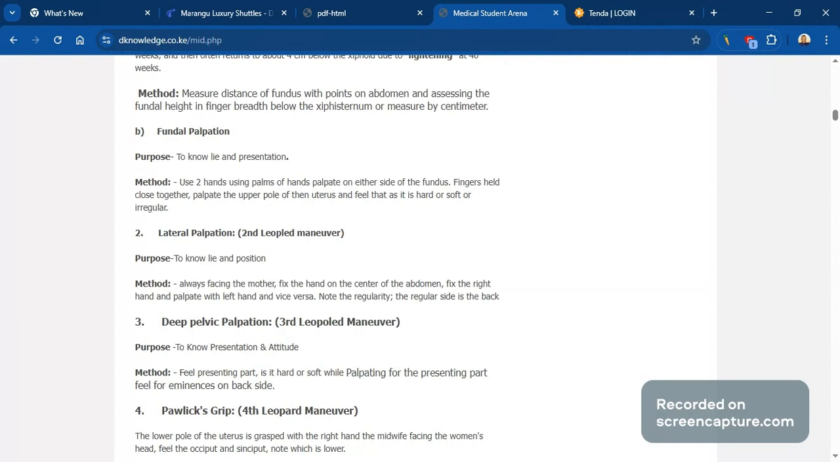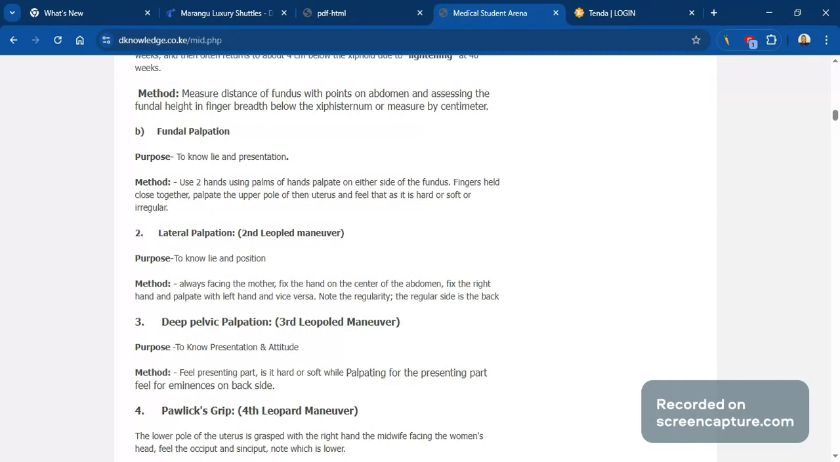Use two hands, using the palms, and palpate on either side of the fundus, with the fingers held close together. Palpate the upper pole of the uterus and feel whether it is hard, soft or regular. Note it. Is it hard? Is it soft? Is it regular? So lateral palpation, the second Leopold maneuver, is to know the lie and position, just like the fundal palpation.